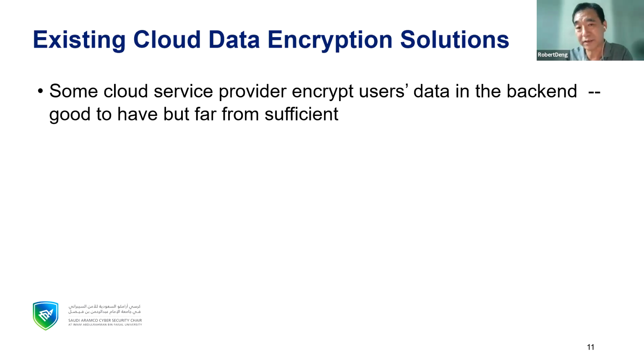What are the top attack factors? Number one, user account being compromised. With the back-end encryption, even if the user account is compromised, the server will just automatically decrypt your data to make data available to the hacker, because the server is not able to recognize who logged into the account. And secondly, if the back-end misconfiguration is compromised, of course, data will be exposed. So this is a useful solution, but far from sufficient.